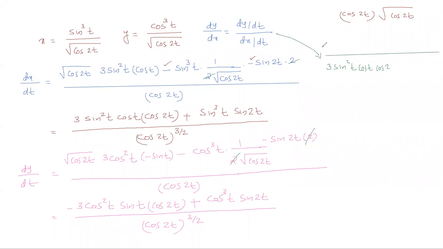It will be like this, minus 3 cos square t sin t cos 2t plus cos cube t sin 2t, that will come in the numerator, dy by dt. उसका जो डिनोमिनेटर एंड dx by dt का डिनोमिनेटर, दोनों का डिनोमिनेटर कैंसिल हो जाएगा, बाकी वैसे ही आएगा. सो 3 sin square t cos 2t plus sin cube t sin 2t, that is dy by dx. Okay.